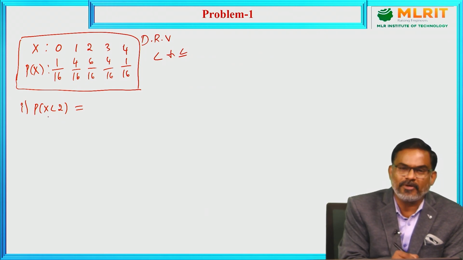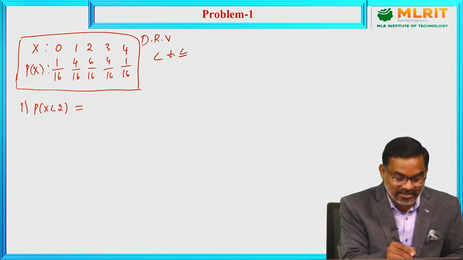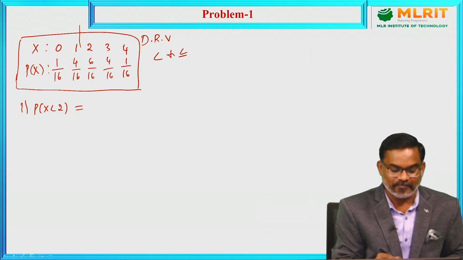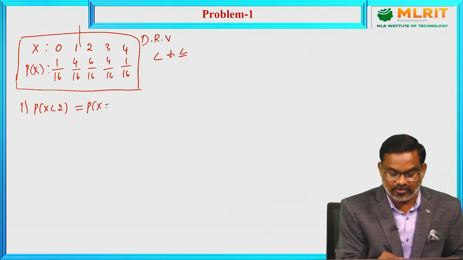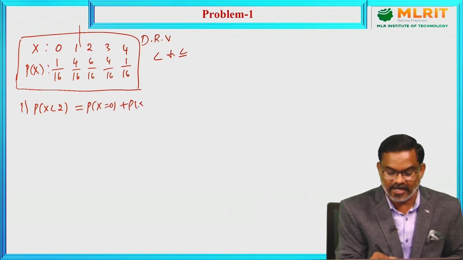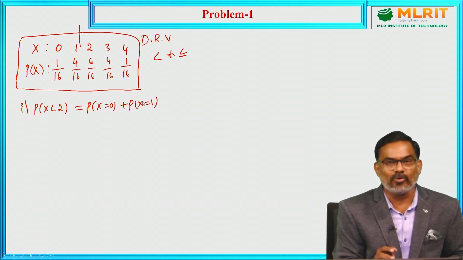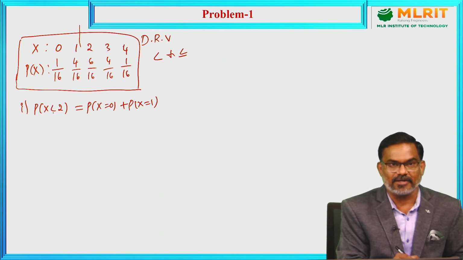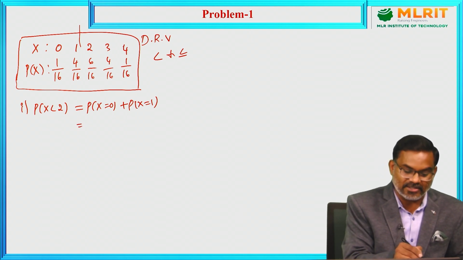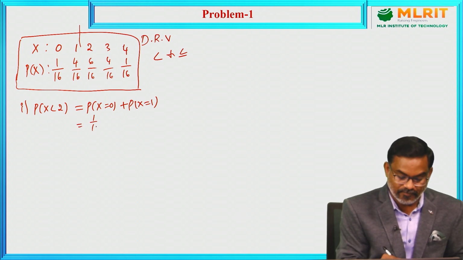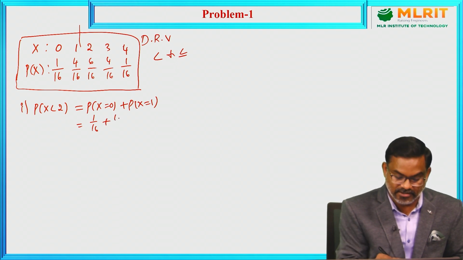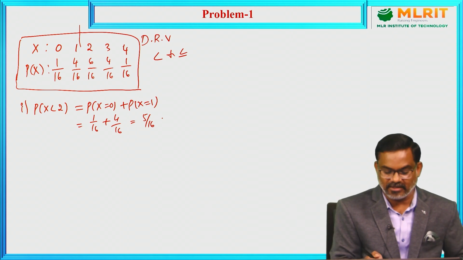So here, the probability of X less than 2. X less than 2 means up to here. So the probability of X equal to 0 plus the probability of X equal to 1. We should not include 2. This is excluding 2 because strictly less than is there. And what is the probability of X equal to 0? 1 by 16, plus the probability of X equal to 1 is 4 by 16. So the answer is 5 by 16. You can calculate the numerical answer using a calculator.